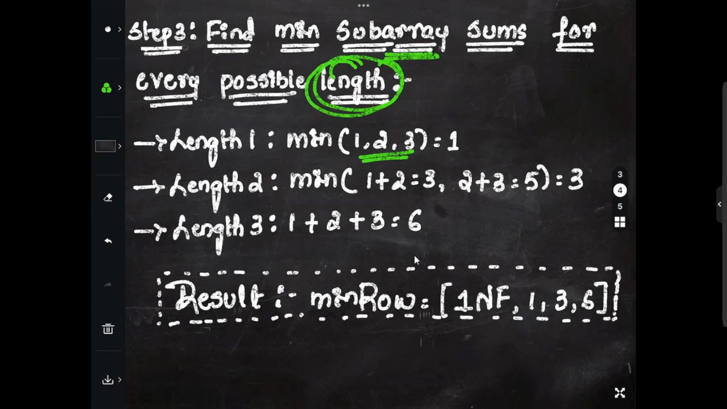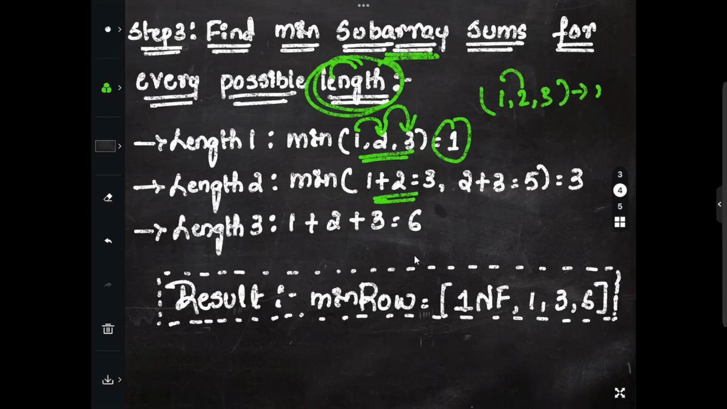So we have to find the minimum subarray sums for every possible length. So we will consider 1, 2, 3. The minimum value among 1, 2 and 3 is 1, so we'll go with 1. For length 2 we will go with 1 plus 2 and 2 plus 3, these two, this one and this one, right? So first we considered the minimum of all the three values, so this will be 1.